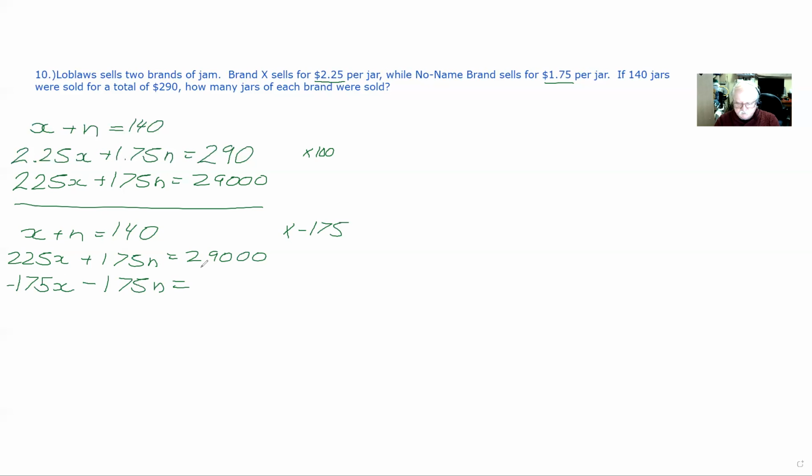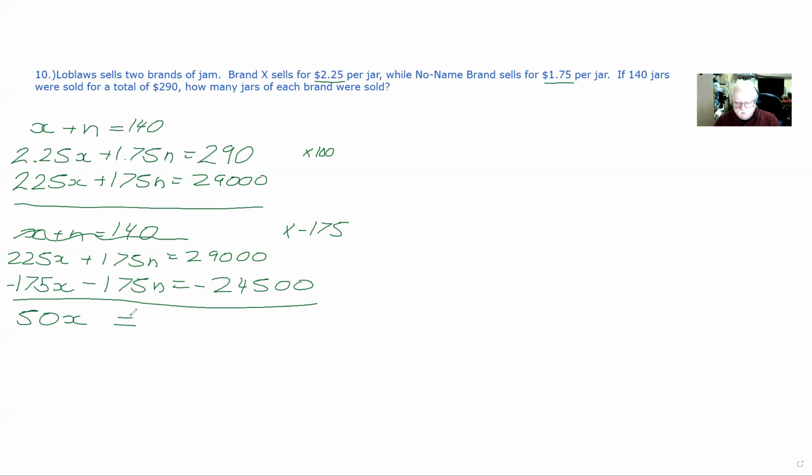So 140 times negative 175 is negative 24,500. So we can ignore this equation and add these two together. So 225 minus 175 gives us 50X. The 175s cancel out.